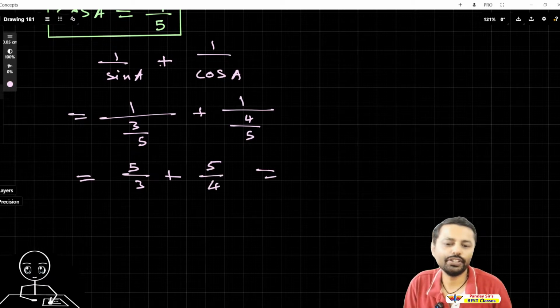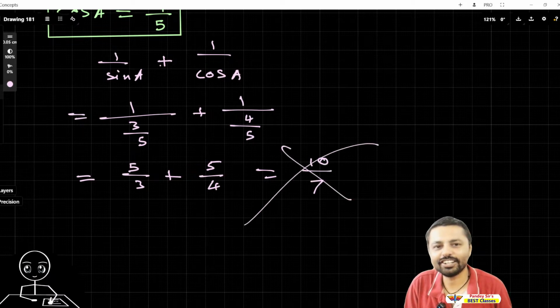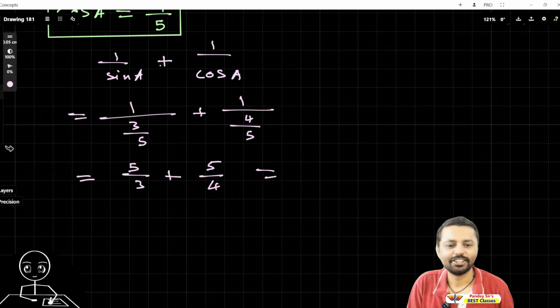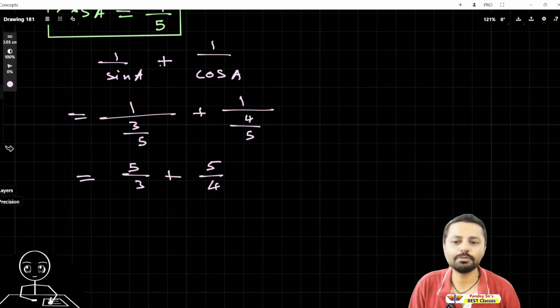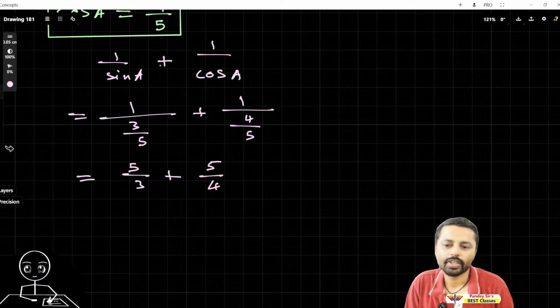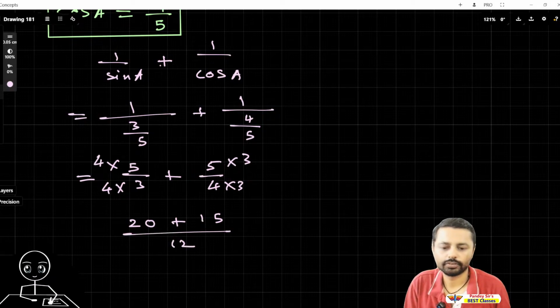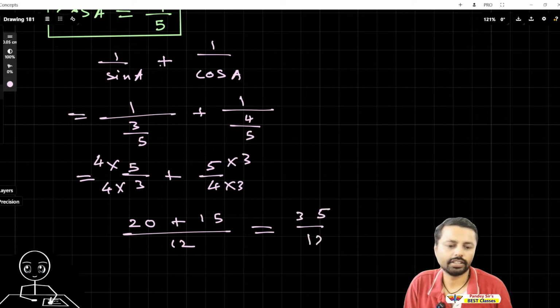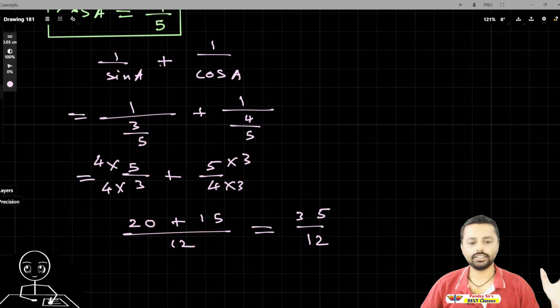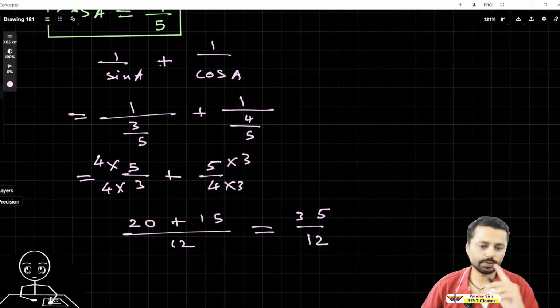Now what do you do? 10 by 7, and wrong. Children make this mistake, so don't do it. Do the LCM way. 4 into, and down also 4 into, here into 3 and up also into 3. So you get 20 plus 15 by 4 3s are 12, that's 35 by 12. So our answer is 35 by 12, and it seems to be right.